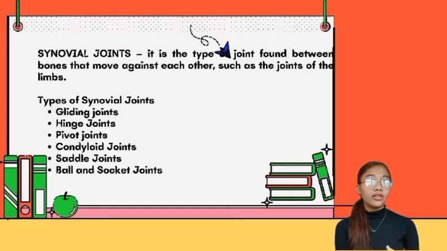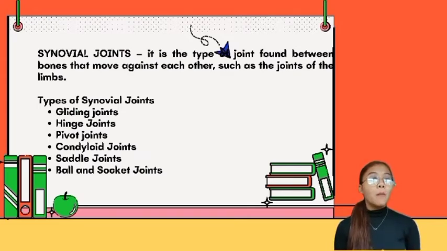It allows the most movement. Yun yung sinabi ko kanina. It moves freely. A synovial joint is the type of joint found between bones that move against each other, such as the joints of the limbs. For example, shoulder, hip, elbow, and knee. Meaning, it allows an individual to achieve a wide range of movements.